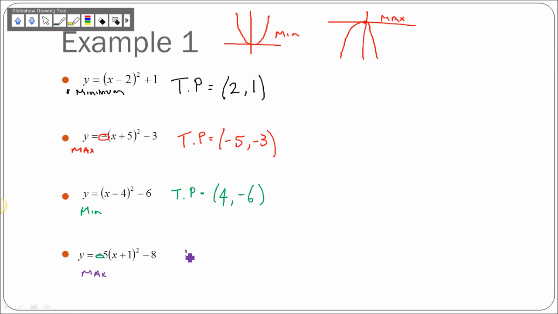Now a turning point, if we have a look at our graph, it's moved across 1 unit to the left. So it's at minus 1, and it's moved down 8 units, so it's at minus 8. Okay, let's have a look at our next example.